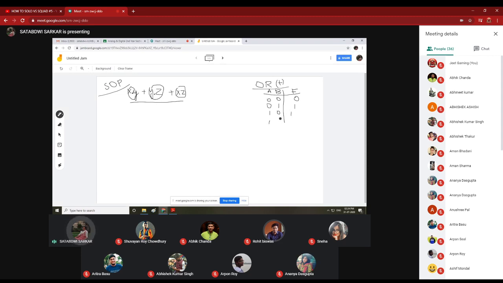And for value of A and B, 1 and 1, then the output will be 1 plus 1, so it would be 1. So the output is 0, 1, 1, 1. Then we have to draw the truth table or K-map for this output. For two variables A and B, we have to draw a K-map like this, because two variables, so 2 to the power 2, that means 4 boxes will be there.